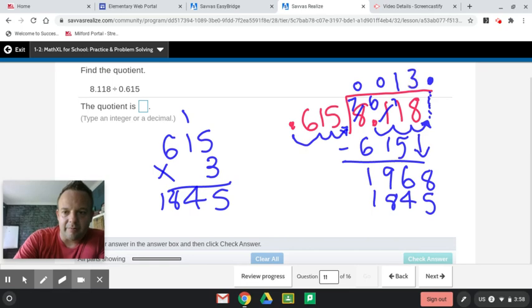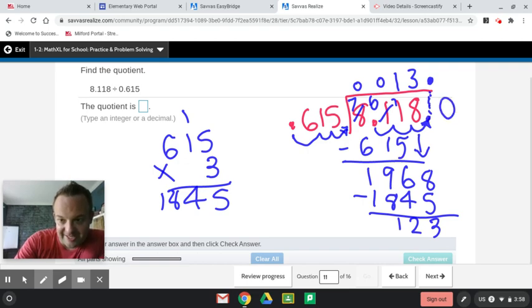So 3 does work. Subtract. Hope I don't run out of room. Now there's nothing to bring down, and the decimal's right here. So we got to annex a 0 and extend the division box. Bring down that annex placeholder 0. I bet that's 2. Yeah.